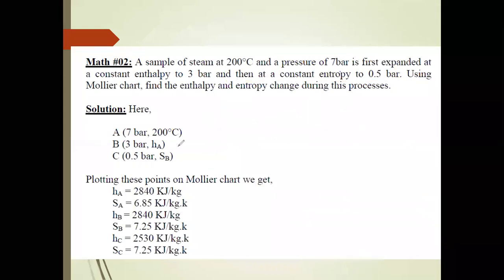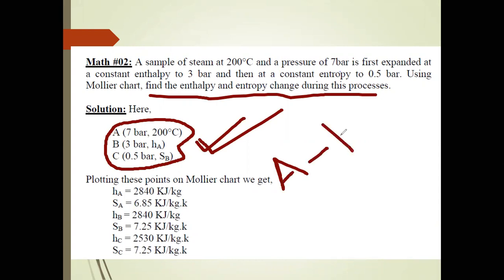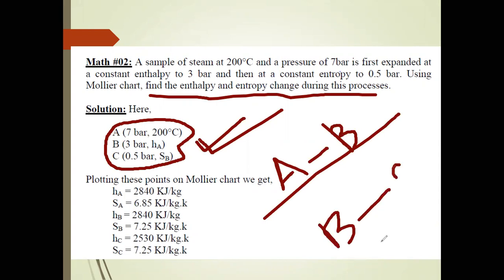Okay, so these are the 3 points. Now we will go to our Mollier chart and plot these 3 points easily, and then the question is to find out the enthalpy and entropy change during this process. There are 2 processes basically: from A to B, where we find the enthalpy and entropy change, and another process from B to C. So in these 2 processes, we will find out the enthalpy and entropy change.